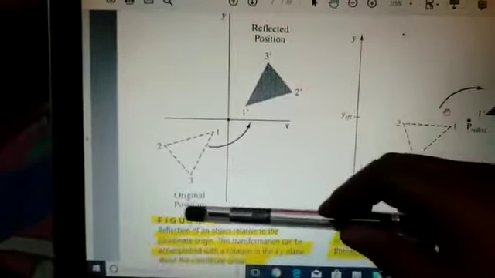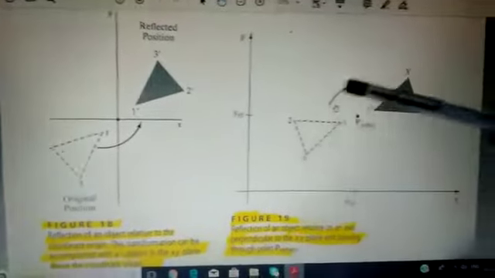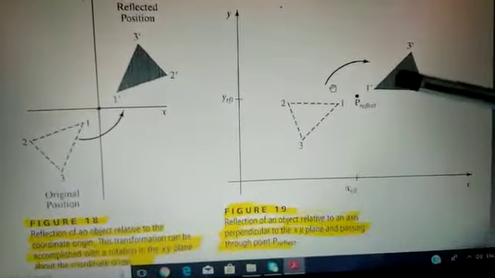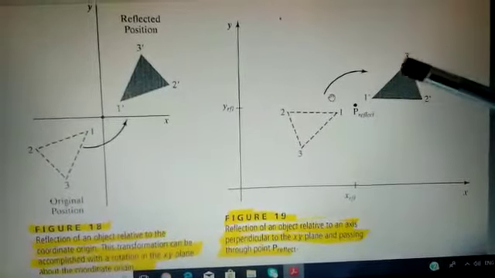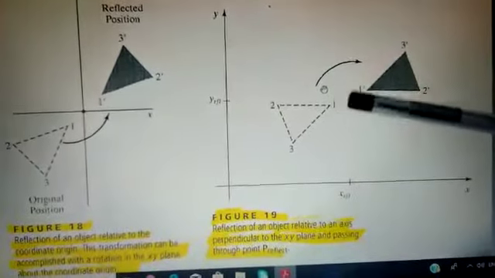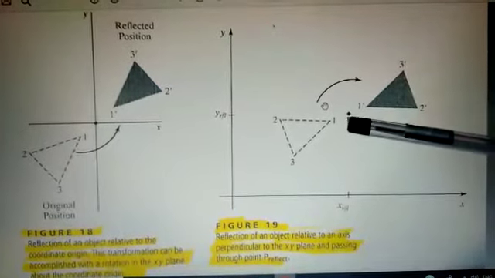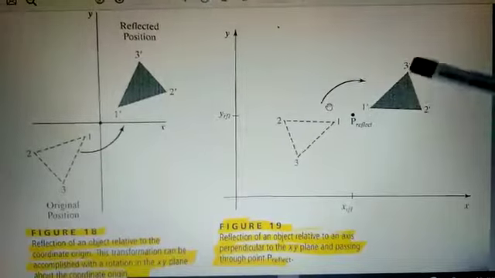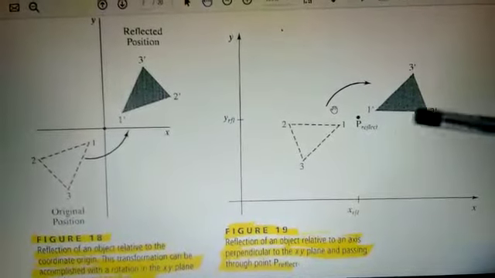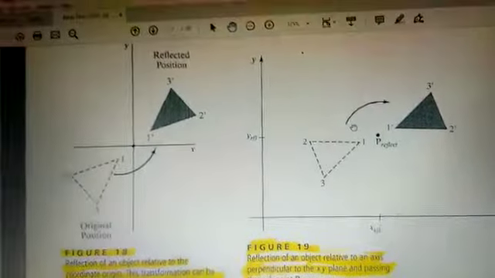This is the original position, and you can see in this example where we have reflection of an object related to an axis perpendicular to the xy plane and passing through the point P reflect. So this is the point P reflect. So this is the object with respect to 1 dash, 2 dash and 3 dash for the transformation called reflection.